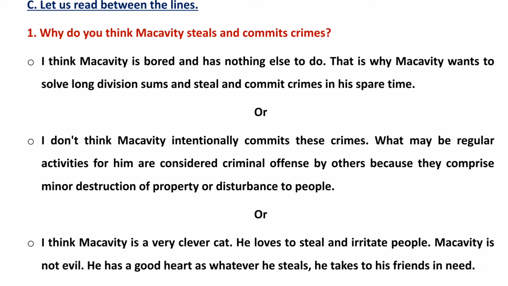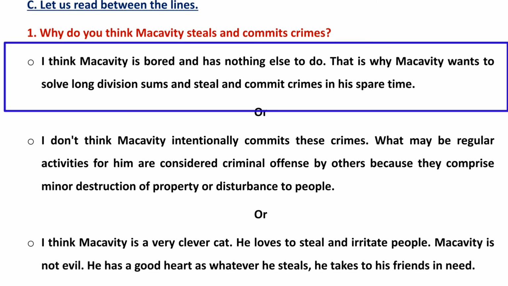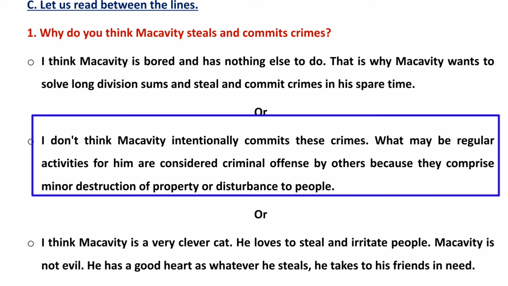Look at the first one. The first point is a very silly reason. I think Macavity is bored, and has nothing else to do. He didn't have any work to do, and because of that he got very bored. So that's why he got involved in crime. So this is the first point.